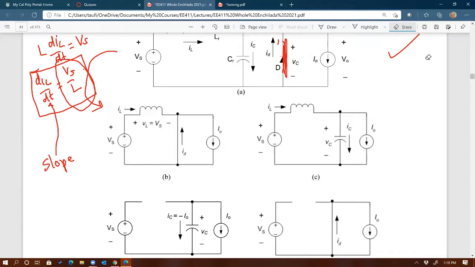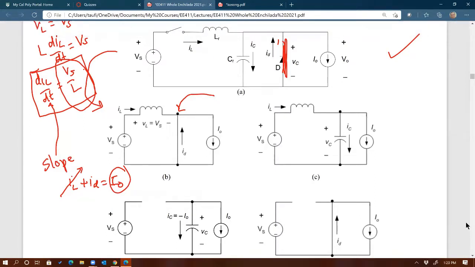Well, by KCL, at this node right there, what does it say? IL plus ID is equal to I naught. Imagine that IL is increasing and I naught is constant. So IL plus ID is equal to I naught, I naught is constant, IL is increasing. What can you say about ID? It has to be decreasing.